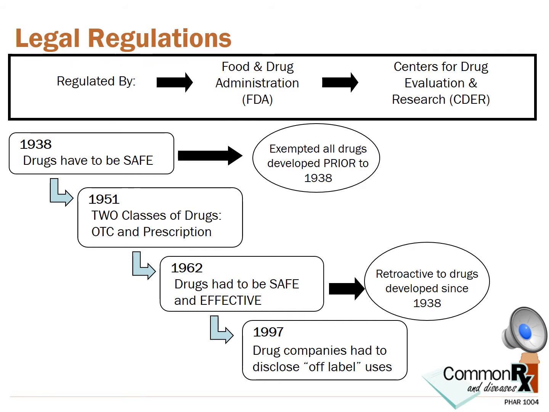In 1951, the FDA developed two classes of drugs: over-the-counter or OTC, and prescriptions. OTC drugs are the drugs that you can buy without a prescription.